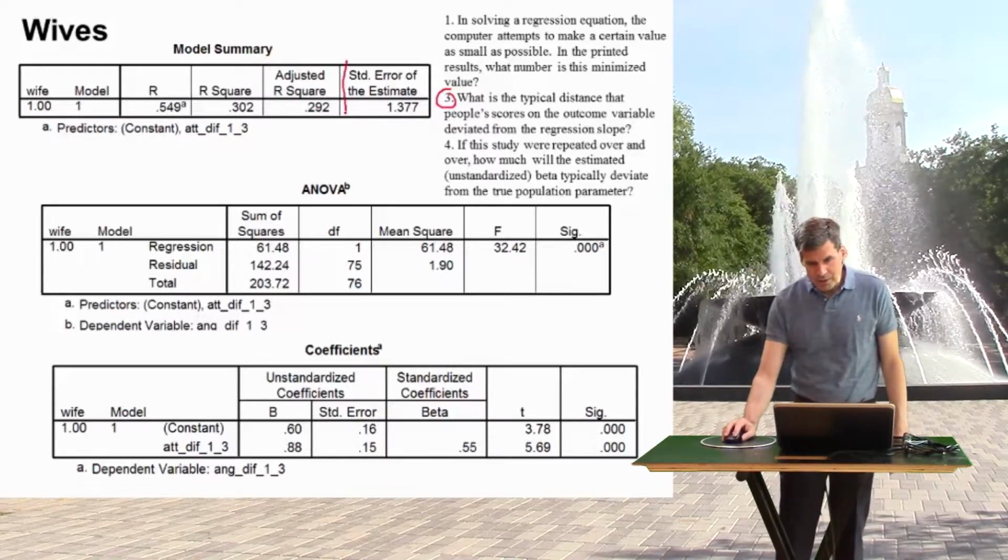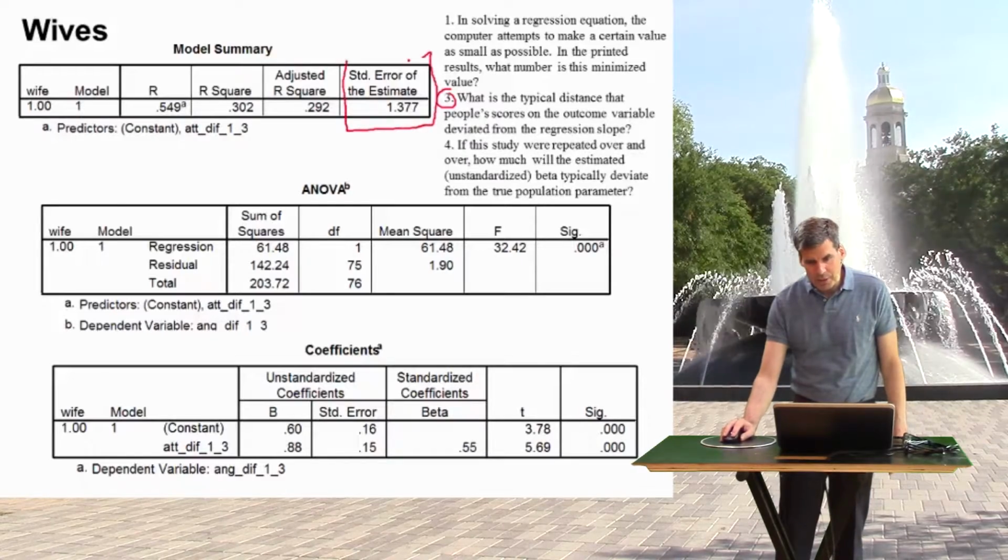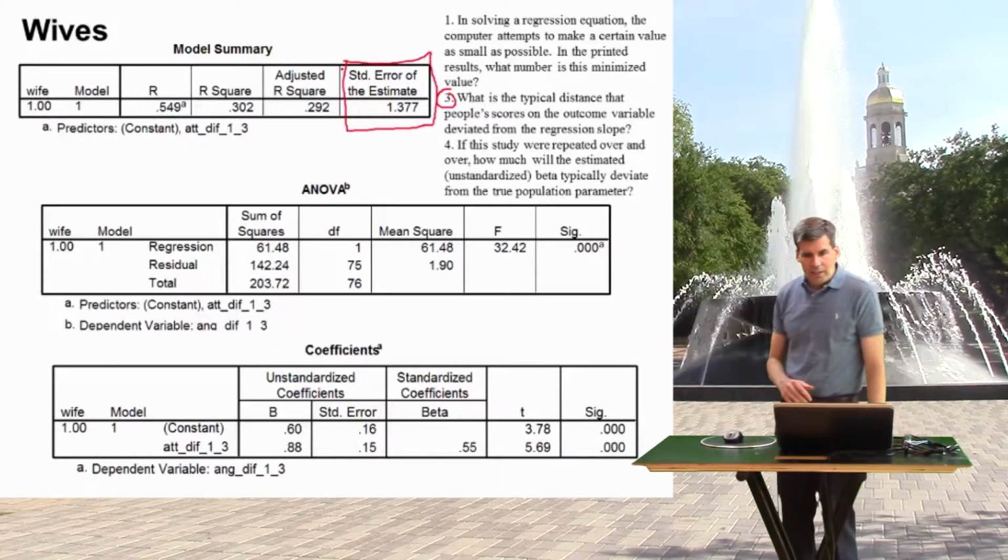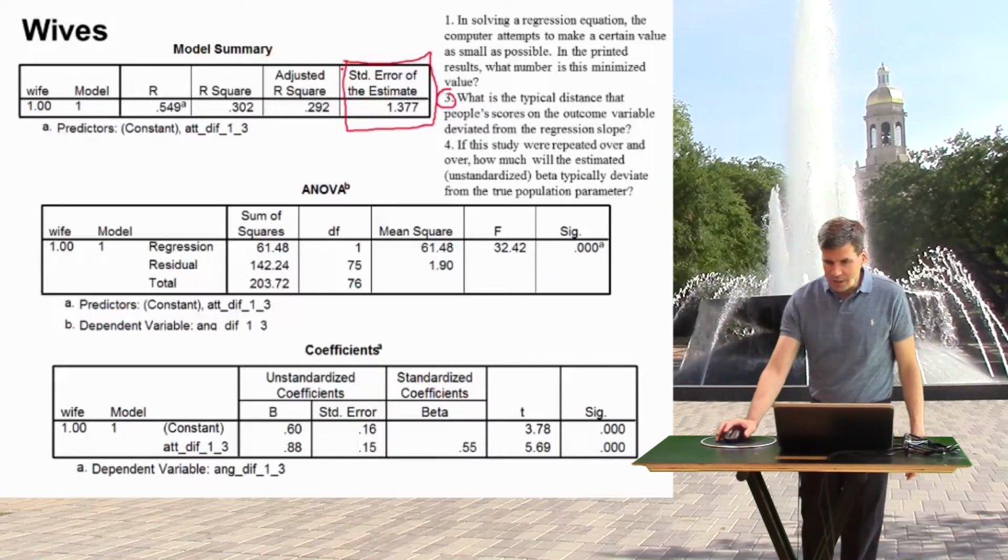And so that's right up here. The standard error of estimate is 1.377. So the answer to that is the standard error of estimate, 1.377.